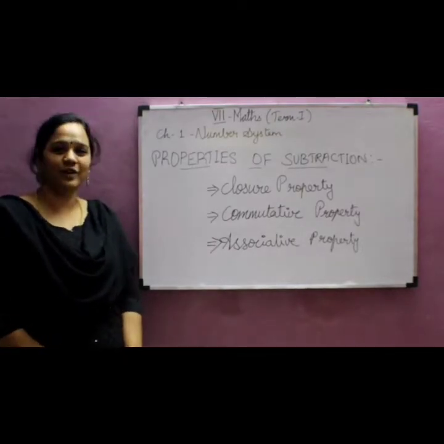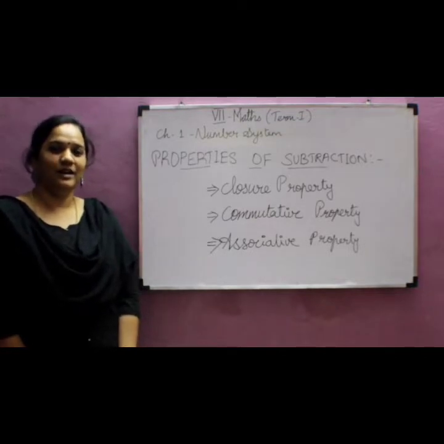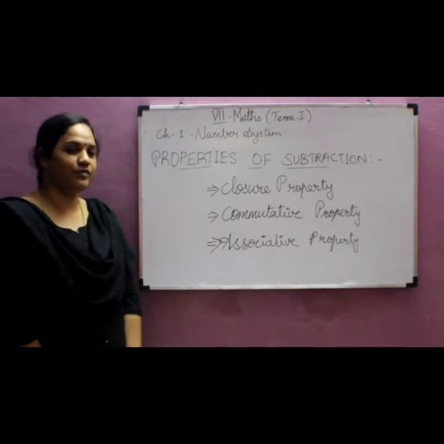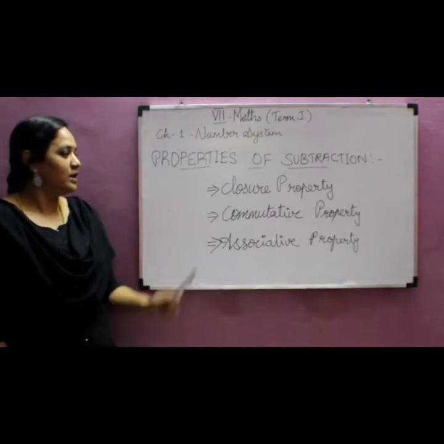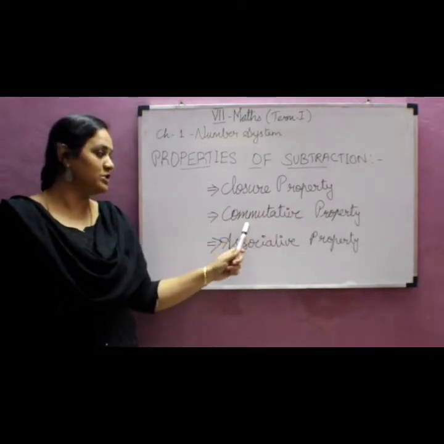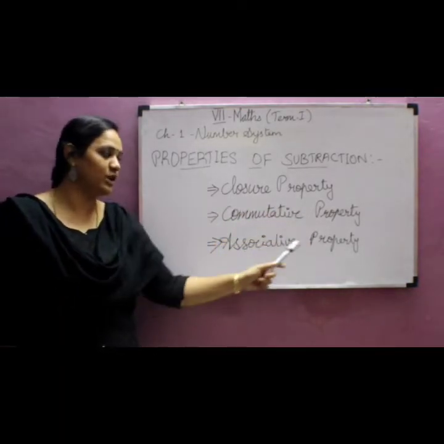This is my 5th video for chapter number 1, number system. Today we are going to see the properties of subtraction. There are 3 properties for subtraction: closure property, commutative property, associative property.